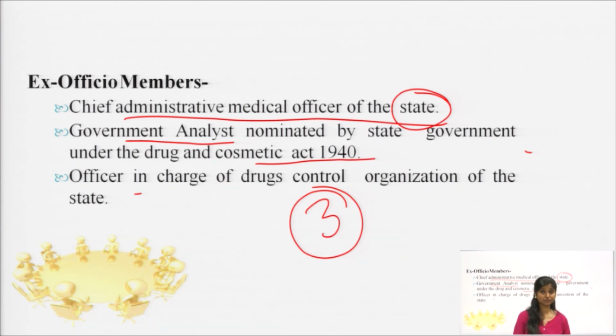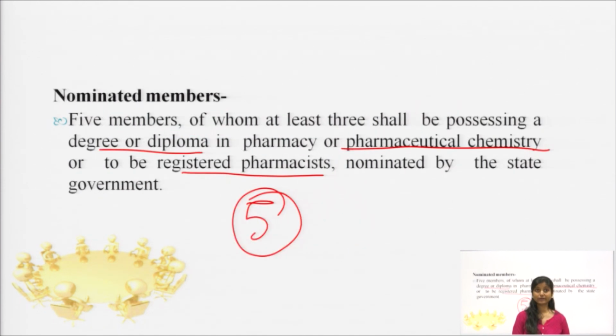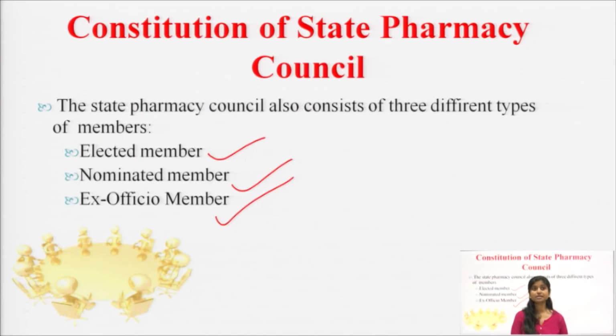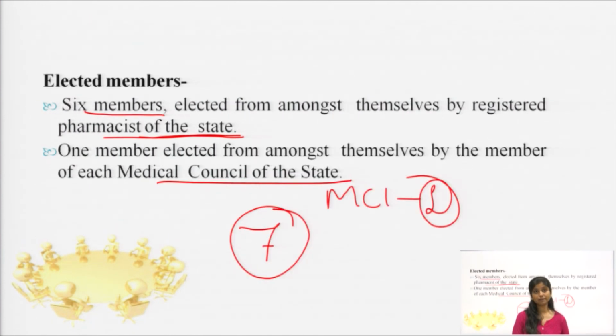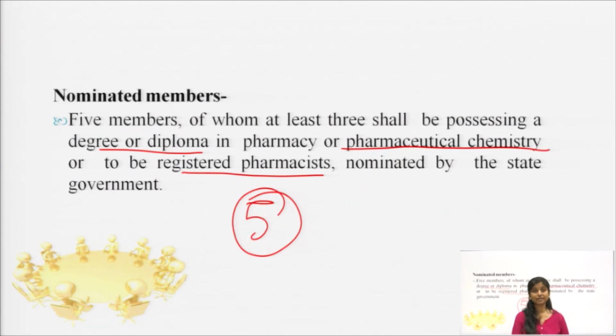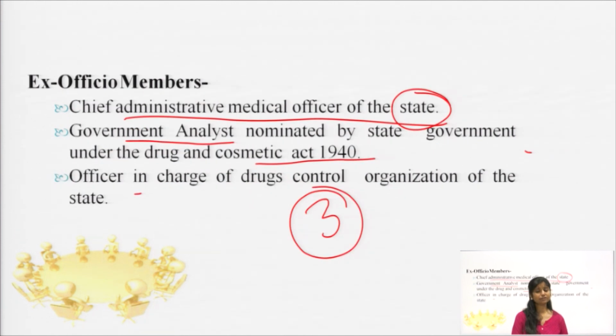So I suppose it is clear for you all. I have covered up the State Council. State Council में members कैसे appoint किए जाते हैं? In the 3 ways: elected, nominated and ex officio. We have elected members which are 7 in number, in which we have 6 pharmacists and 1 MCI member, and in nominated we have 5 people who are having degree or diploma course in pharmacy, and then 3 ex officio members जो कि state government के through appointed हैं.